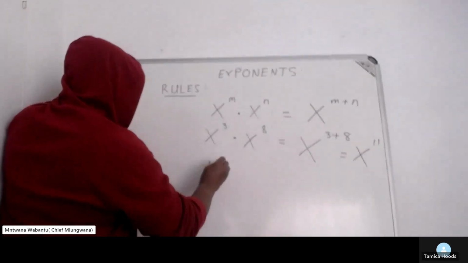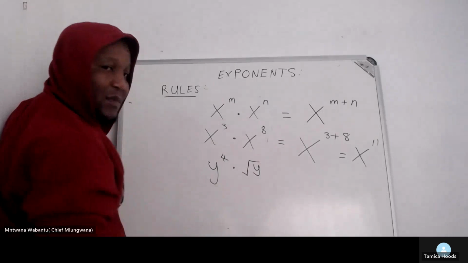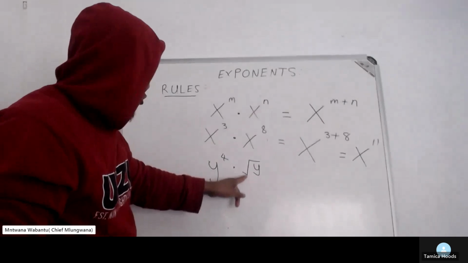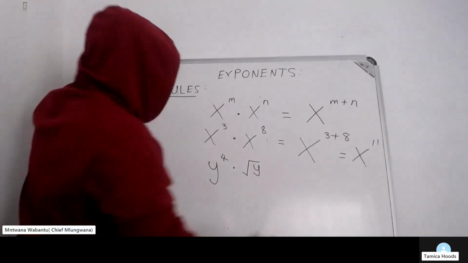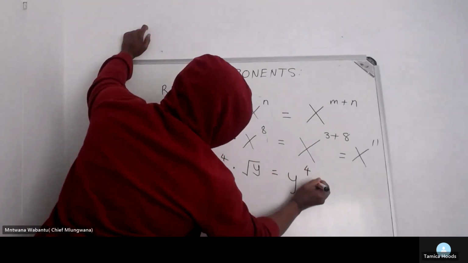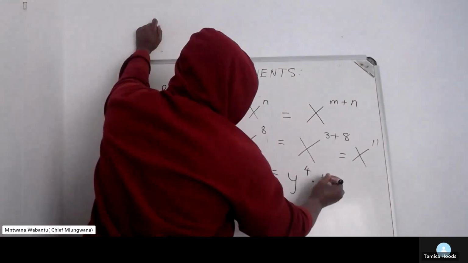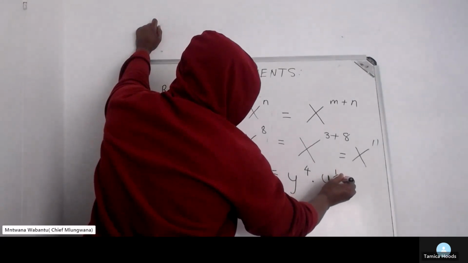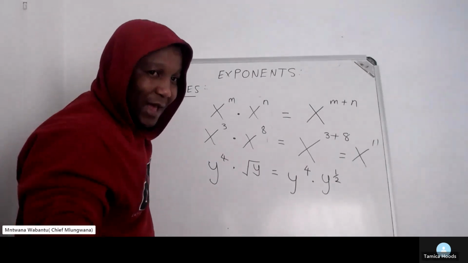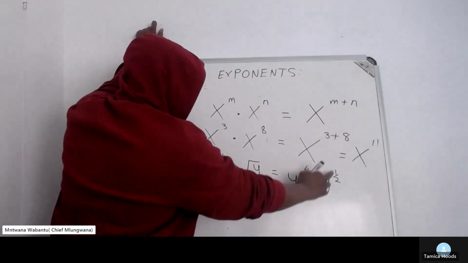Let's check another example. y power 4 times square root of y. First and foremost, this is y power 4, but this is the square root of y. So I'm going to remove this square root. If we remove the square root, it is the same as saying y power 1 over 2. Did I teach you that? No? It's okay. If you remove the square root, it's the same as saying y power 1 over 2.